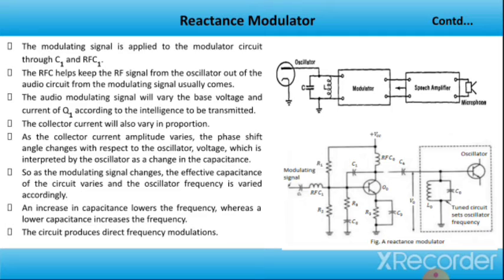As the collector current amplitude varies, the phase shift angle changes with respect to the oscillator voltage, which is interpreted by the oscillator as a change in the capacitance. So as the modulating signal changes, the effective capacitance of the circuit varies and the oscillator frequency is varied accordingly. An increase in capacitance lowers the frequency, whereas a lower capacitance increases the frequency. The circuit produces direct frequency modulation.